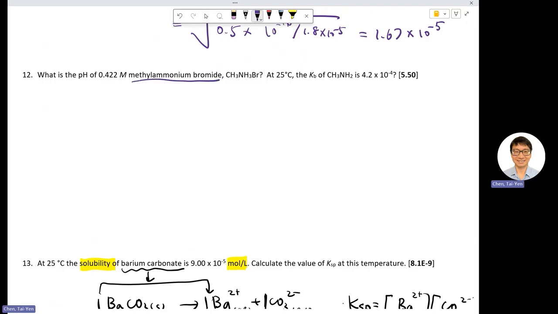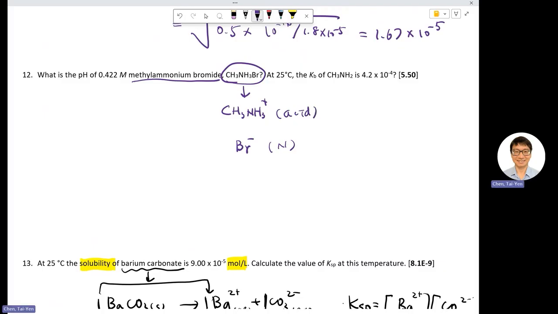Okay. So this guy, right? When you see this guy, can you actually recognize this is CH3NH3+ and Br-? That is actually the first thing that you do, because once you can write this out, you know Br- is the conjugate base of a strong acid, right? Therefore, it's neutral. This one will be acidic, right? Therefore, you have a weak acid solution.